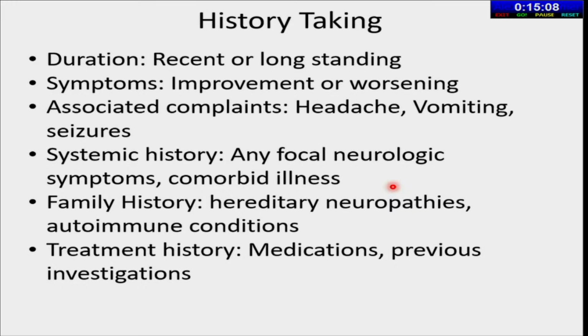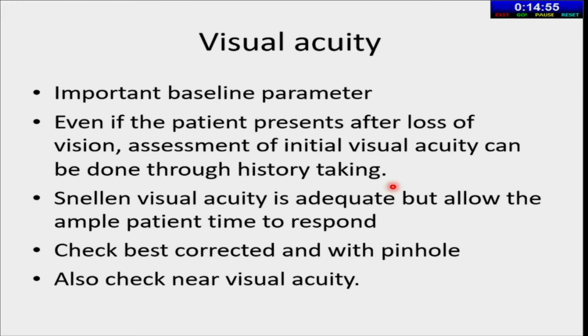Family history is important from a hereditary optic neuropathy standpoint. Systemic history, any focal neurological deficits that the person has had in the past, any tremors, anything else that helps you connect two systems together. Now, in examination, visual acuity, I think we all do this all the time from the Snellen.